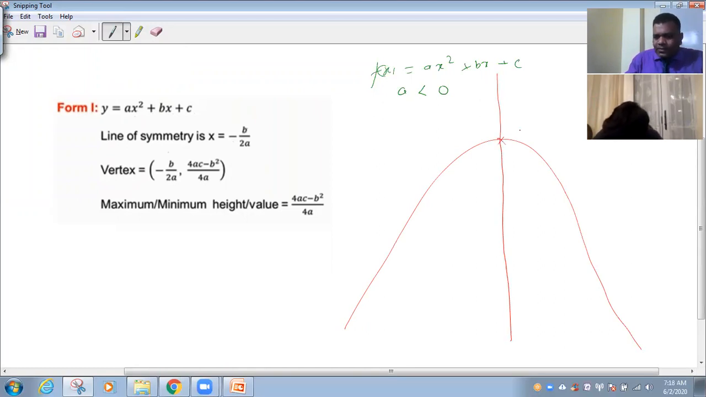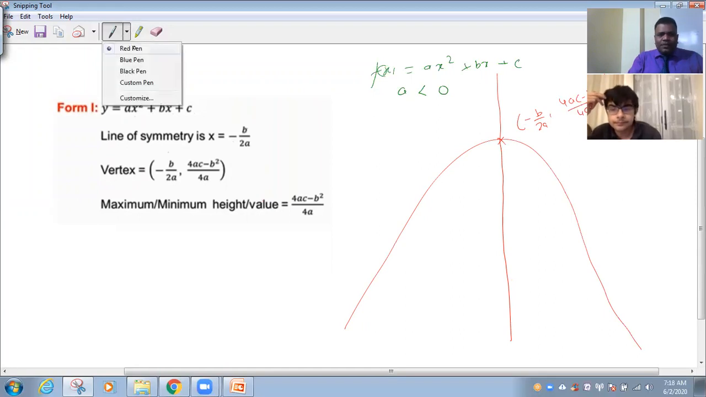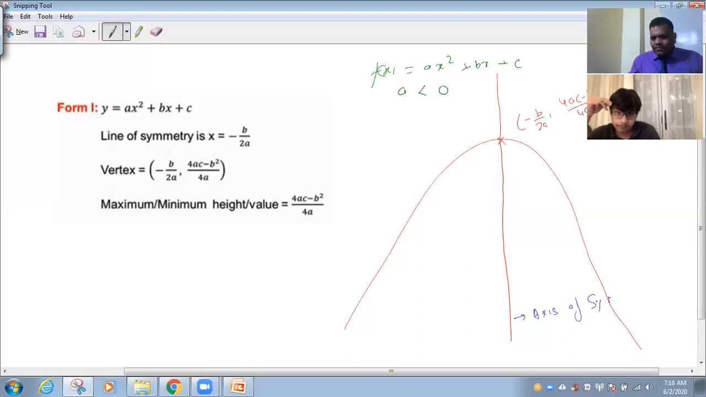This will be the vertex, and the x coordinate of the vertex is minus b divided by 2a, and the y coordinate is 4ac minus b squared by 4a. Everything is as usual. And obviously this line will be called the axis of symmetry.